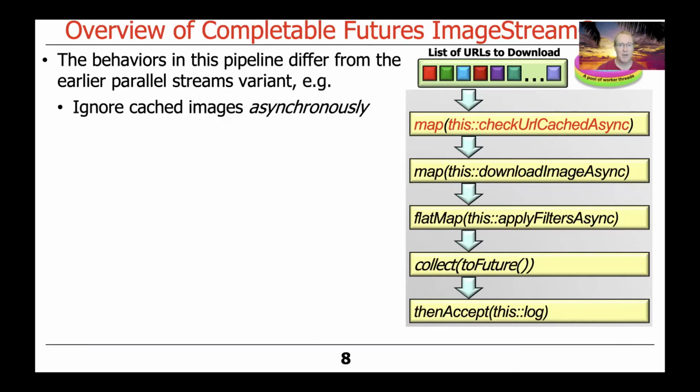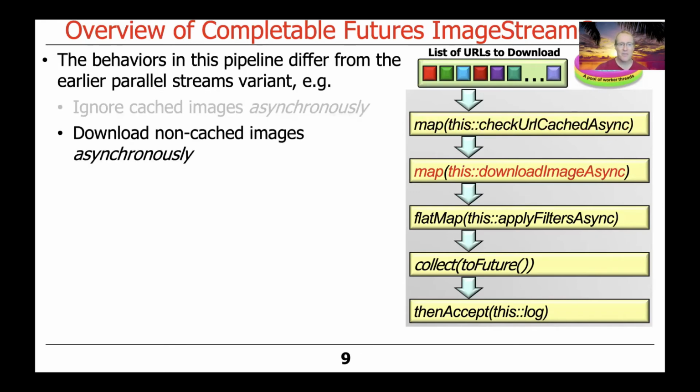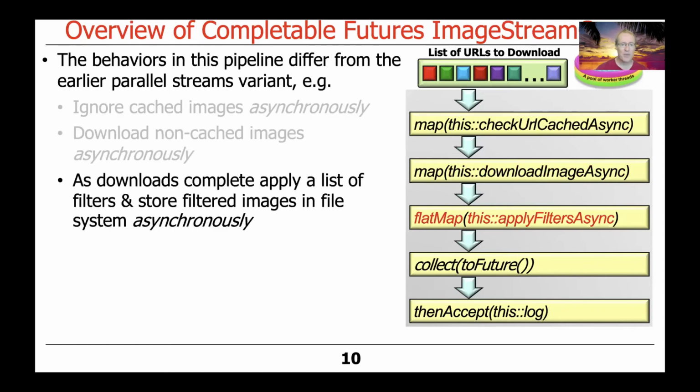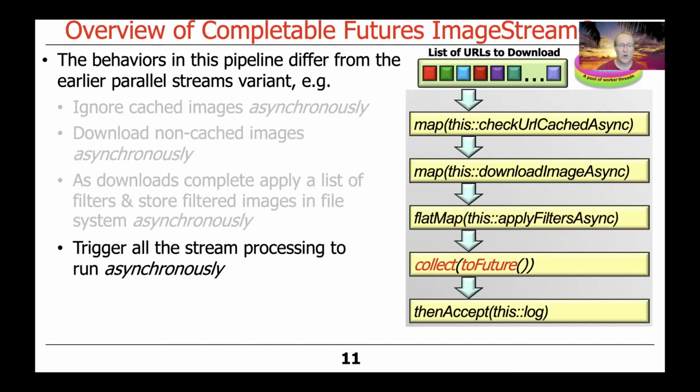So what's going to happen here is we're going to have a pipeline, a Java sequential stream pipeline, which will ignore cached images asynchronously. So it'll do all that processing asynchronously. It'll then download non-cached images asynchronously. It will go ahead and filter and store the images asynchronously. Starting to get a theme here. And then it's going to trigger all the stream processing to run asynchronously.